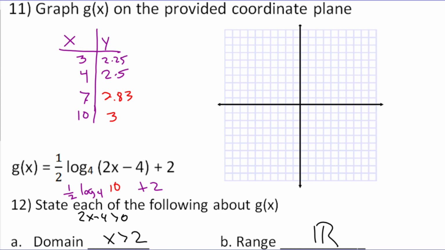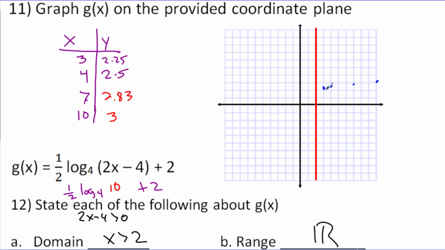So let's put our asymptote down, which is going to be at 2. I'm going to come over here to x equals 2 and draw my line. And then I'm going to graph. So we're going to put 3, comma 2.25. We got 4, 2.5, 7, 2.83, and it takes all the way till 10 before we even get up to 3.